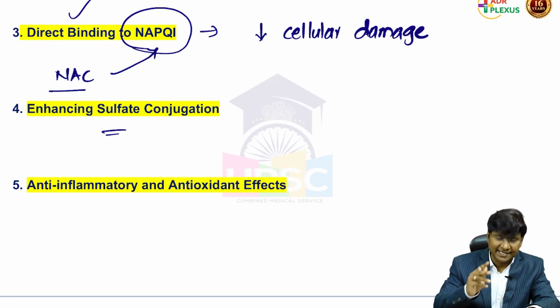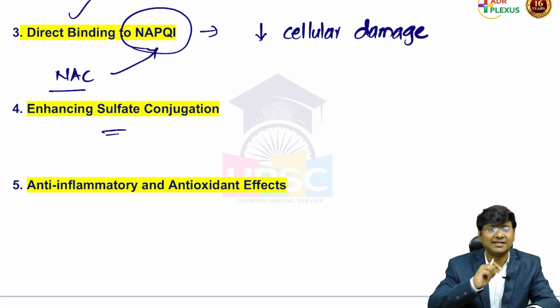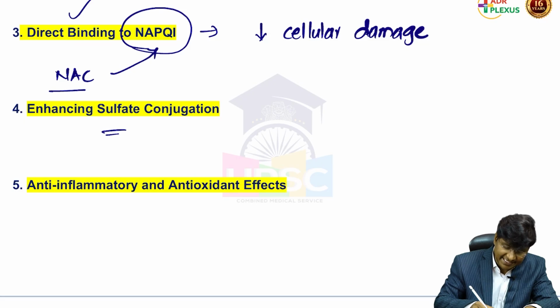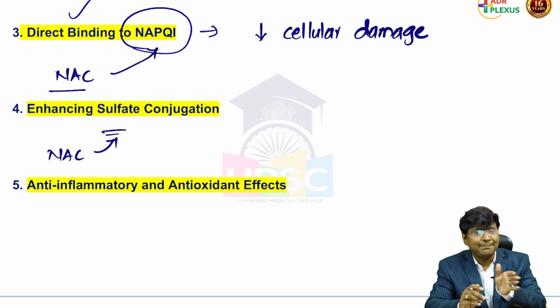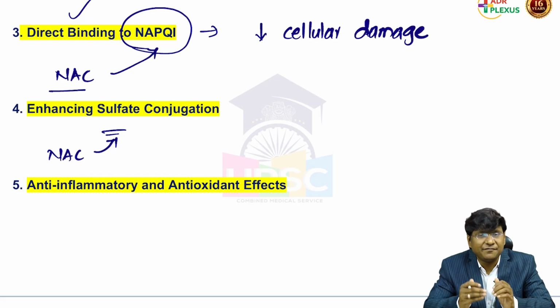And next, N-acetylcysteine will also increase the sulfate conjugation. What N-acetylcysteine will do is supply the sulfate, which facilitates the sulfation pathway for paracetamol metabolism.